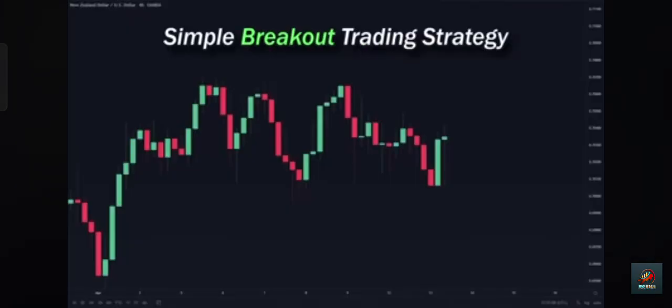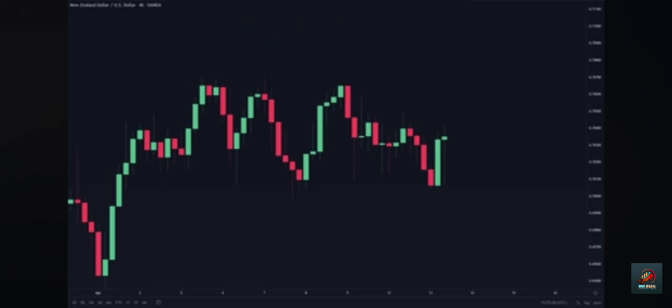I'll be showing you a simple breakout trading strategy that can help you profit from huge price movements. Now, before we continue, kindly give me 10 seconds to talk about what a breakout actually is. A breakout simply refers to when the price of an asset breaks beyond a key support or resistance level, which usually leads to huge price movements.